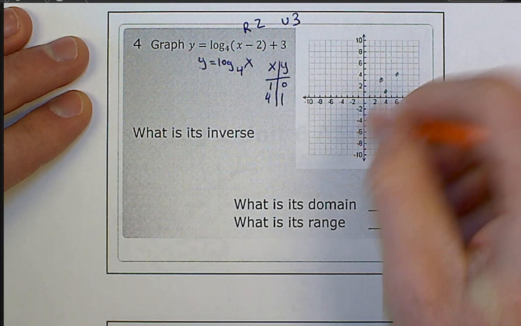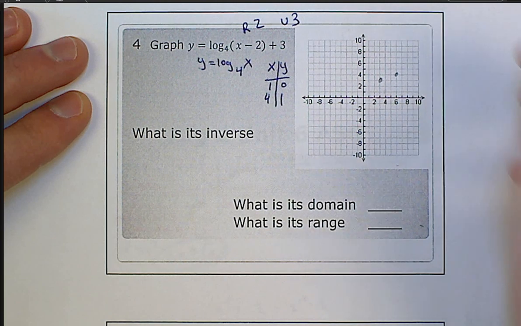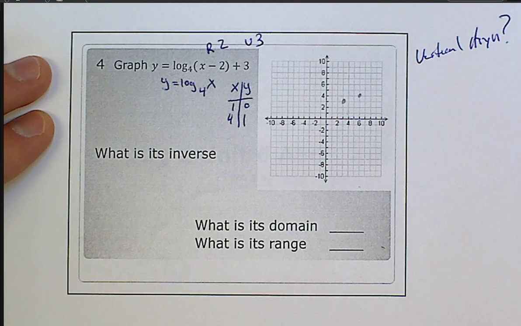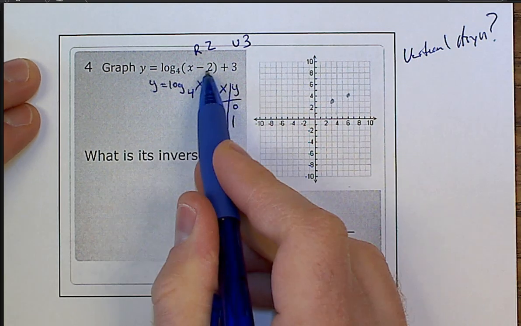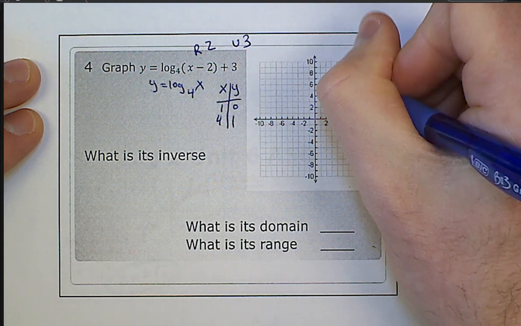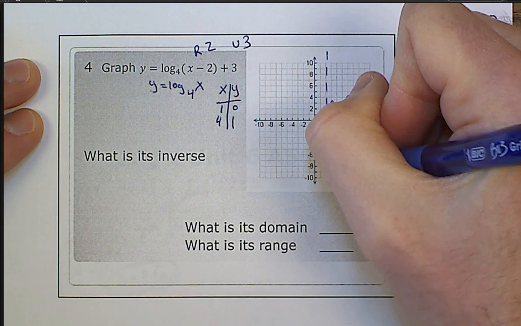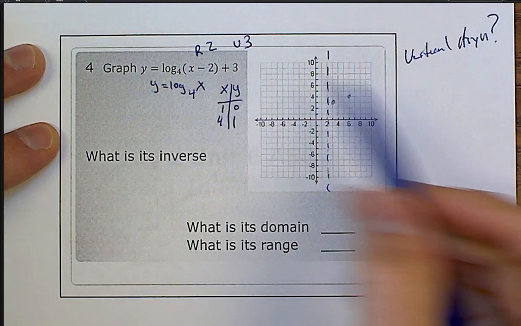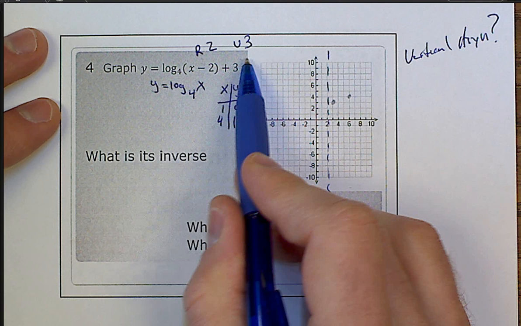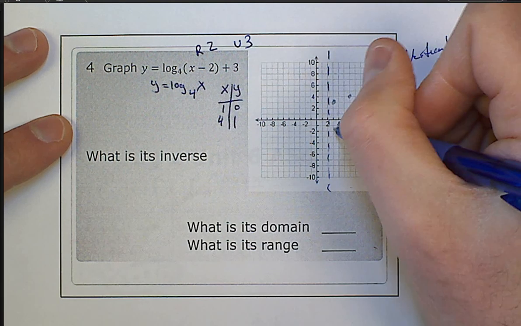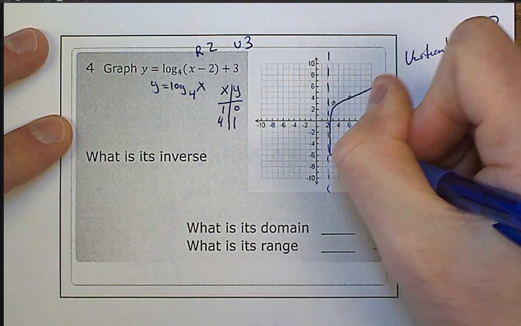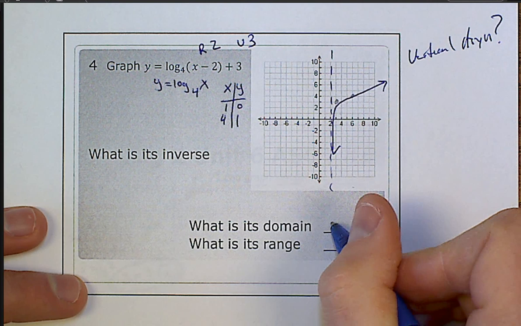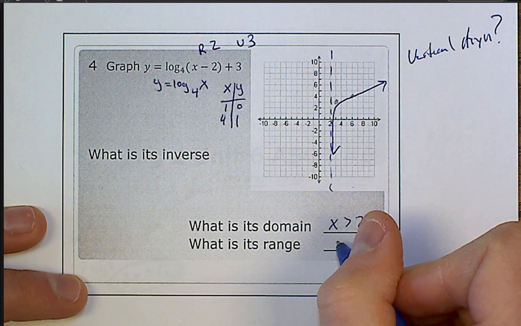Okay? Now, where is your vertical asymptote going to be? Well, it's whatever's inside the parentheses, so to the right 2. So my vertical asymptote would go right here. Okay? And my vertical asymptote would be to the right 2. And so my graph is going to look like this. Okay? Awesome. Domain and range. Domain is going to be x has to be larger than 2. My range, up and down, all real numbers.